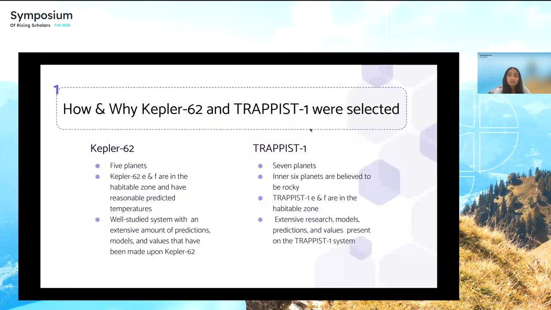So how and why Kepler-62 and TRAPPIST-1 were selected. Kepler-62 had 5 planets. Planets E and F were in the habitable zone and had reasonable predicted temperatures. Overall, it was a well-studied system with an extensive amount of predictions, models, and values made upon it. TRAPPIST-1 had 7 planets, the inner 6 of which are believed to be rocky. TRAPPIST-1 E and F are in the habitable zone, and it also had an extensive amount of research, models, predictions, and values available.